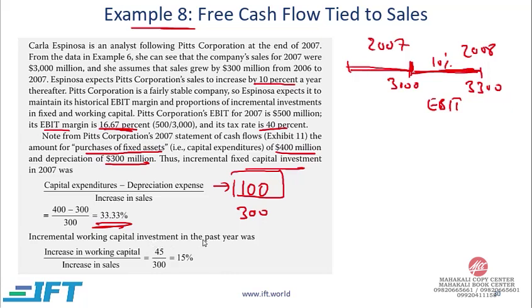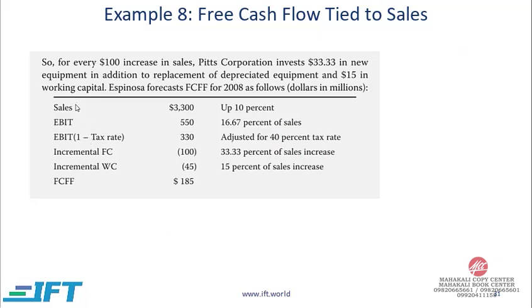Incremental working capital investment in the past year was 45, and this was given earlier. And that is saying then that for every dollar increase in sales, the amount of incremental money spent on working capital is 0.15. So putting all this together, for 2008 then we are saying that if sales go up to 3,300, EBIT is 16.67%, which is given. EBIT into 1 minus tax rate is 330, again based on the tax rate. And then incremental fixed capital is 100.